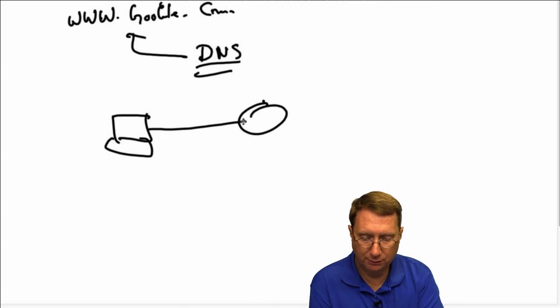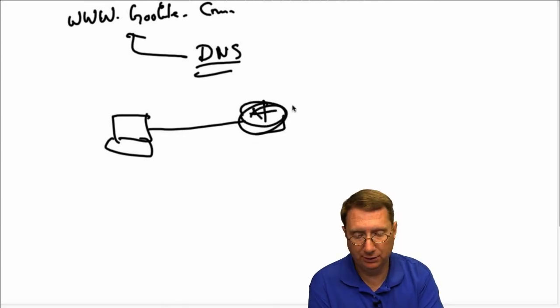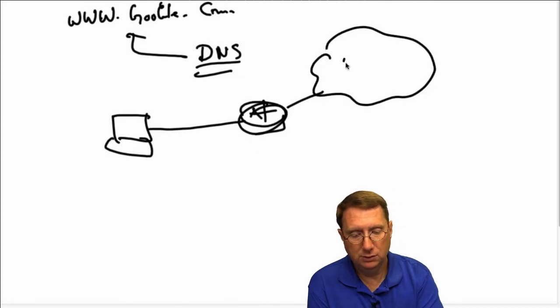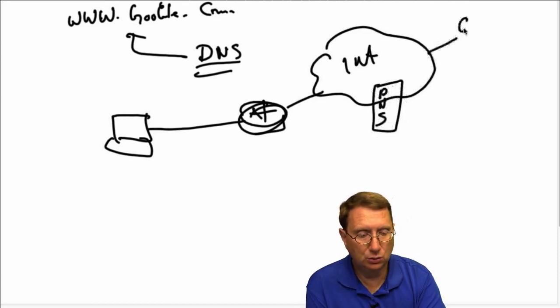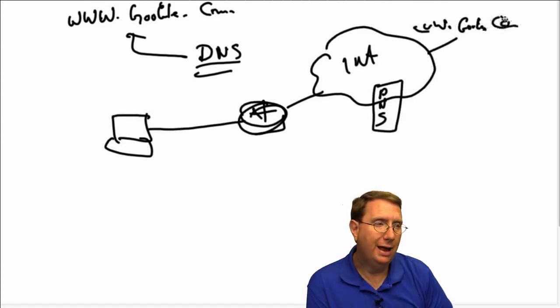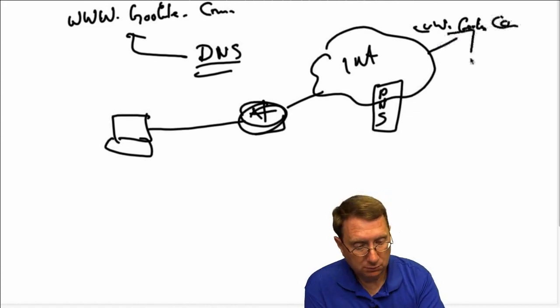So I'll draw a router just because I'm a good boy, and we need a router in our infrastructure to get to the internet. I'll draw my cloud. So this is the internet. Now out here on the internet at my service provider is a DNS server. Now I want to get to google.com, www.google.com.